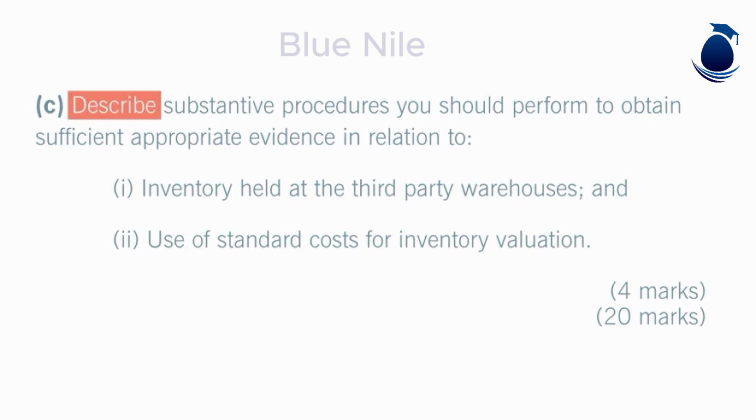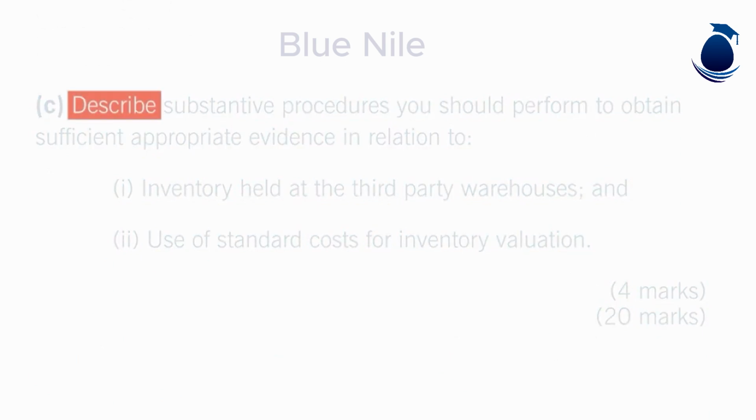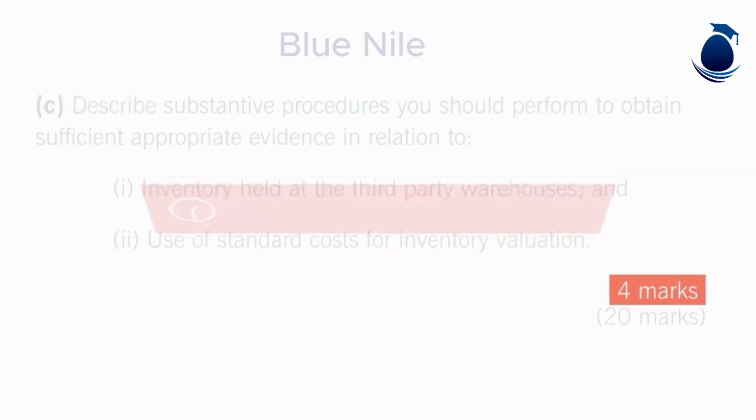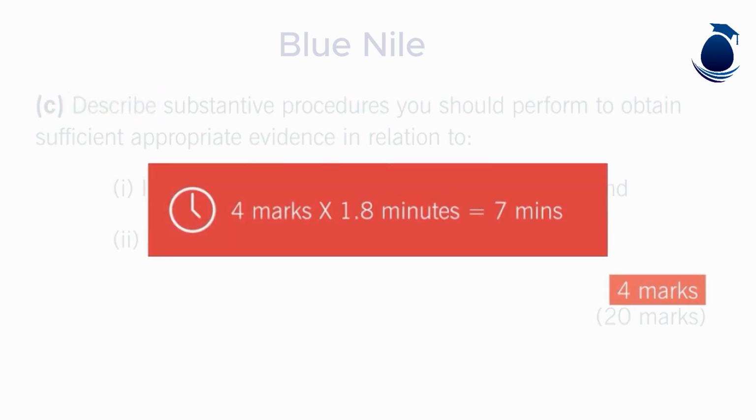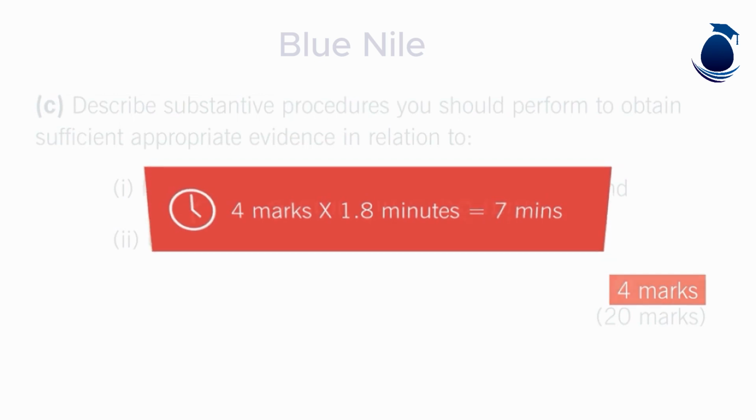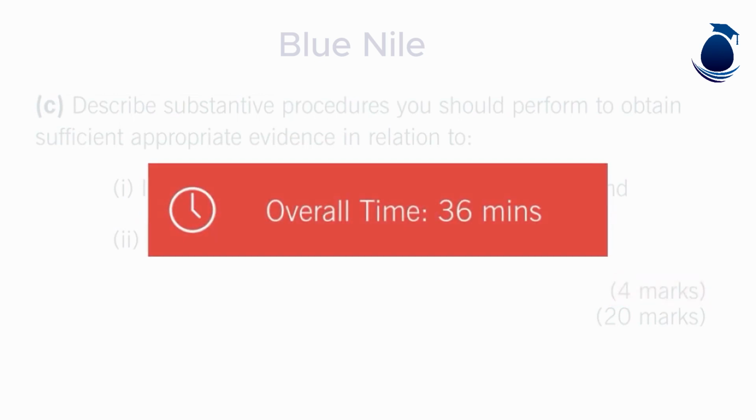In C, we are asked to describe. We then look at the number of marks available, which we can see is 4, giving us a total of 7 minutes to complete this part of the question. So, the overall time we should be spending on this question is 36 minutes.